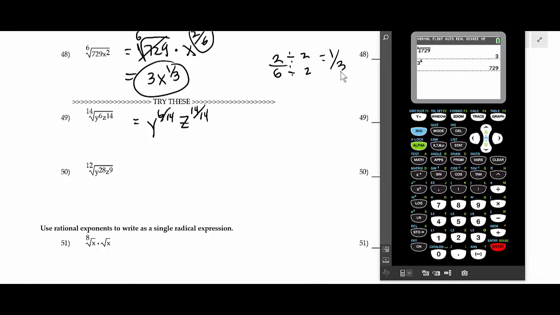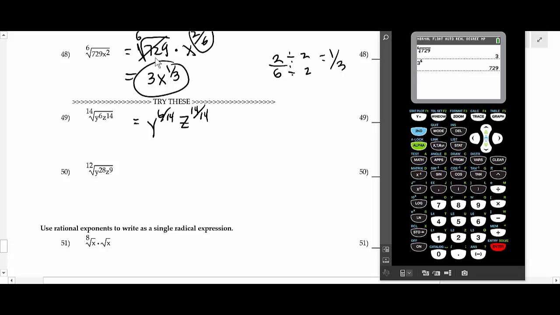Yes? If we were taking the 729 to the 6th root, wouldn't that just go to the 6th root, make it 3x, and then go to the 2/6? Well, are you talking about the previous problem? Yeah. What I'm doing is, since that's a number, the 6th root of 729, you need to use your calculator on.